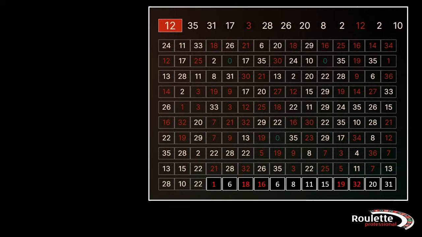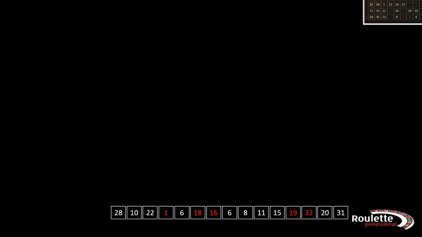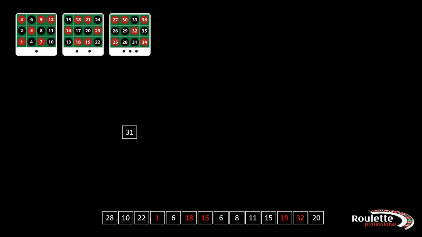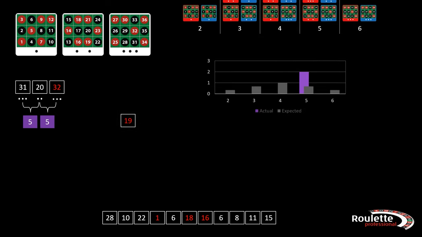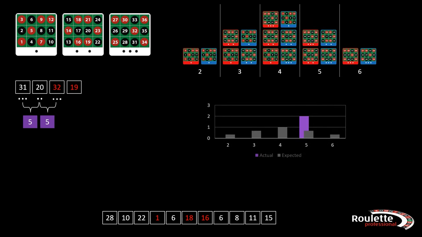We will work back from the bottom corner, which is how the spins came in. The first result is 31, so that receives a value of 3. The 20 receives a value of 2, which means our first result from 2 spins combined is a 5. 32 receives a 3, so the next combined result is another 5. Let's remind ourselves of the probability distribution and start a chart. The 19 gets a 2, so we get another 5.